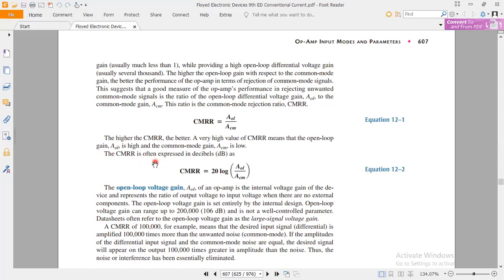Now, if we talk about decibels, the common mode rejection ratio is often expressed in decibels. That would be the open loop gain over the common mode gain ratio, take the log of this value and multiply by 20, and we get the common mode rejection ratio value. The open loop voltage gain is mentioned in this way.